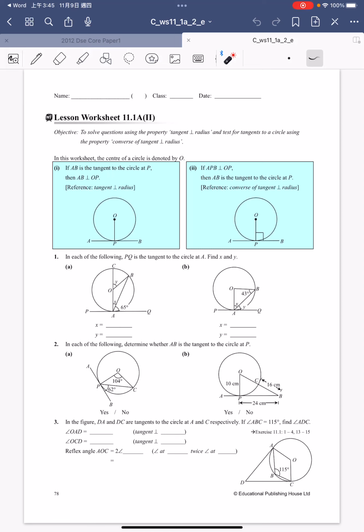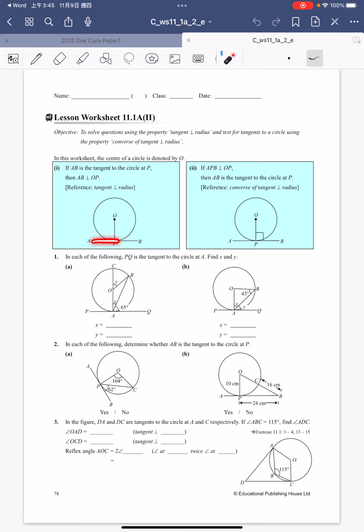Hello guys, in this video we're going to talk about the worksheet chapter 11.1A level 2. It's about the tangent to the circles. It's actually talking about the tangent to the circle, which means a line touching the circle just once, touching at this point and leaving the circle.